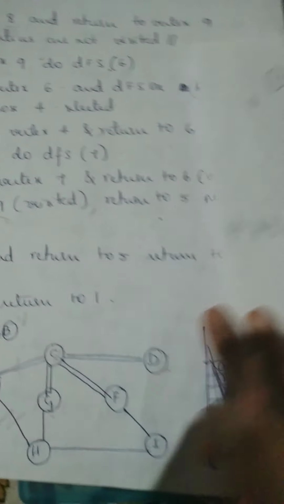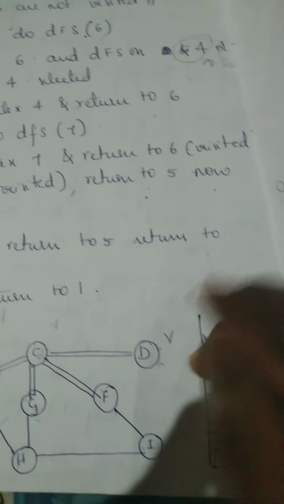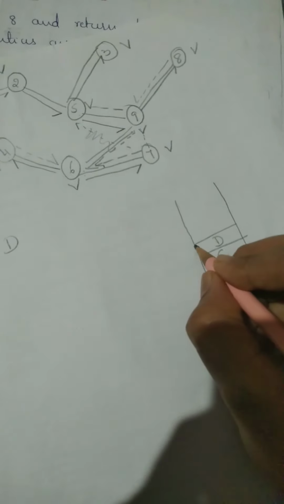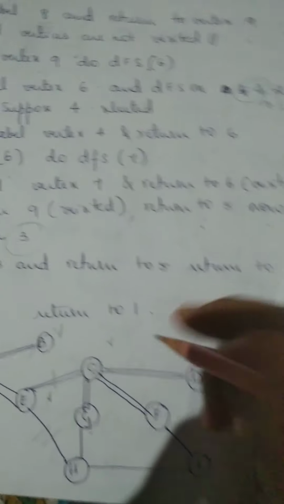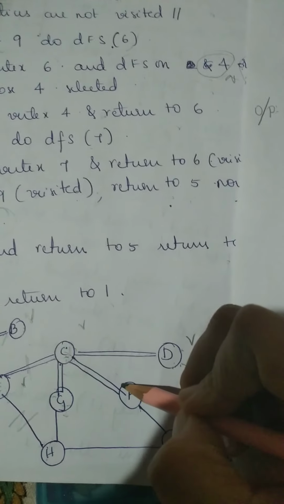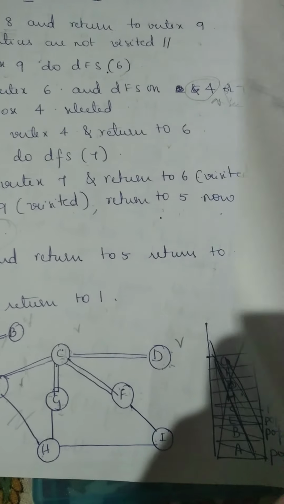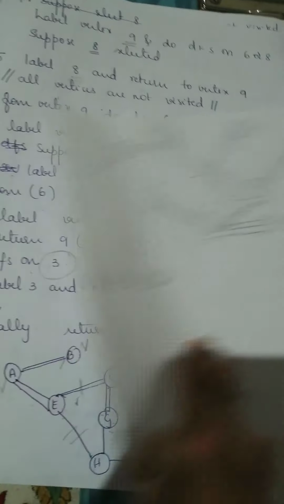Now from D, these are all visited, right? From D, there is no adjacent vertex, so I can easily pop D. That means now backtrack to C. From C, there are two more adjacent vertices which are unvisited, G and F. Now I can go for F or G. I'll select F. Okay, output is F.